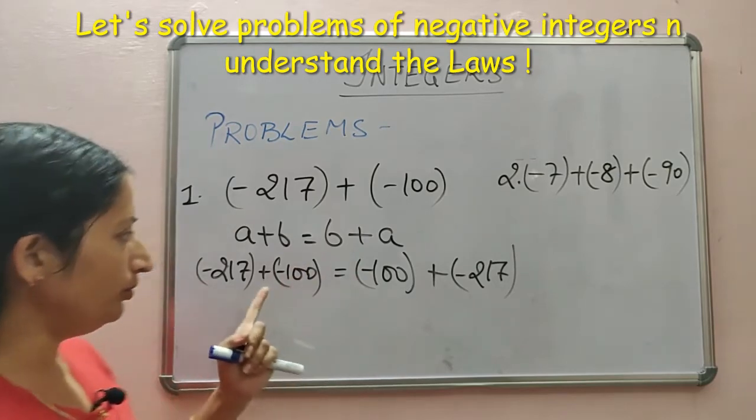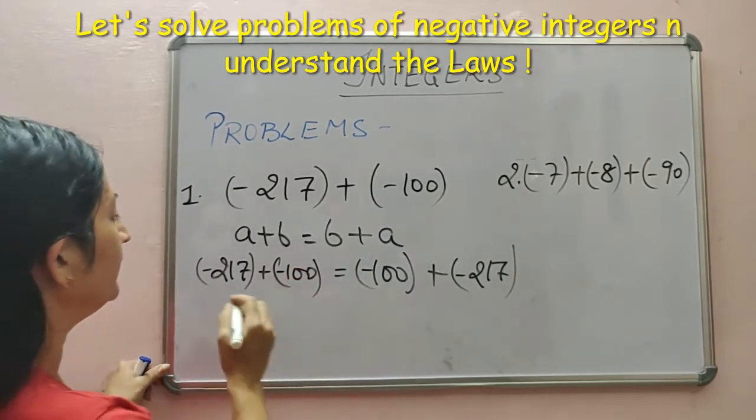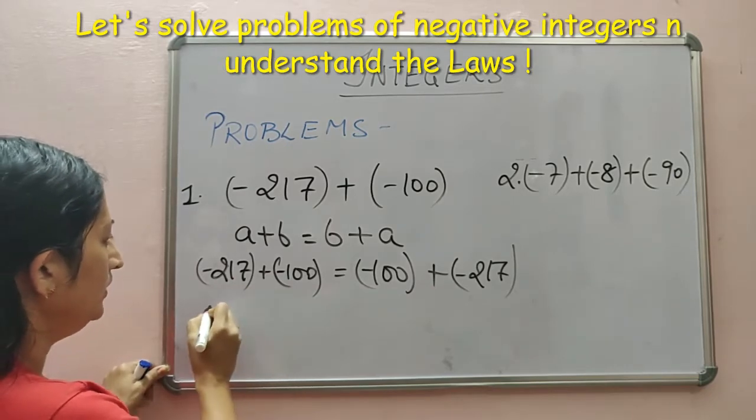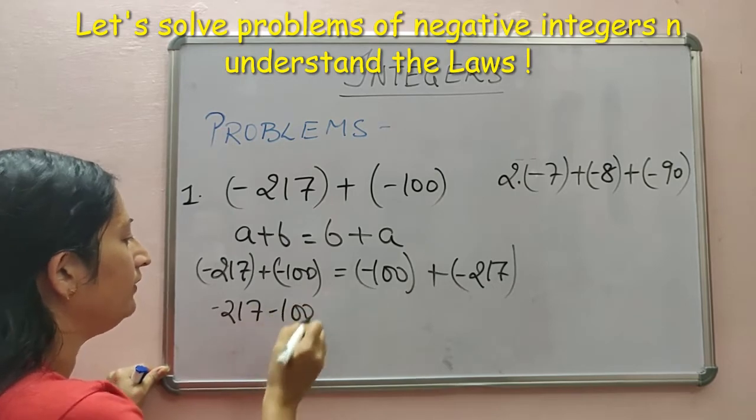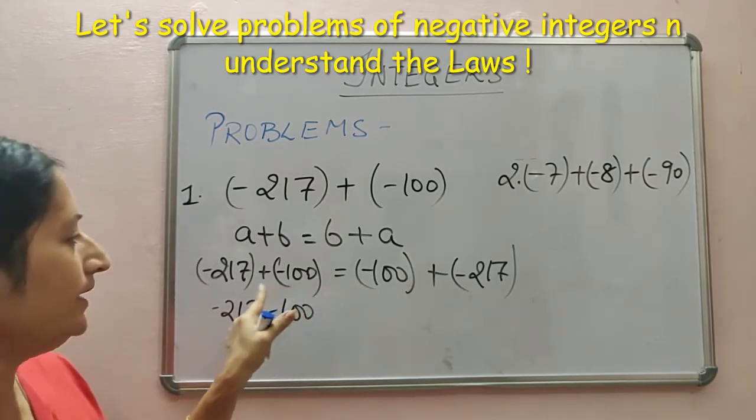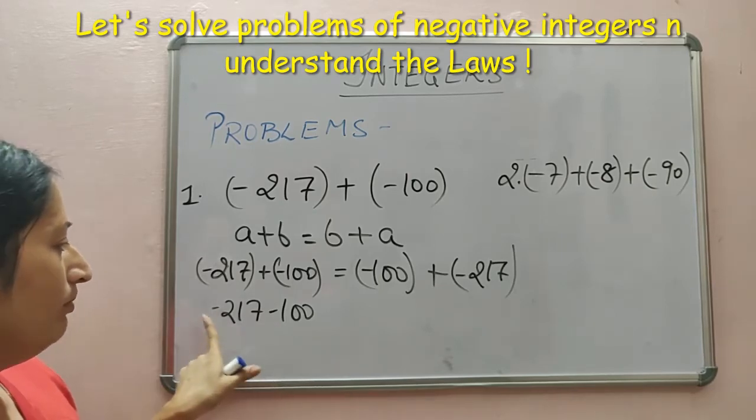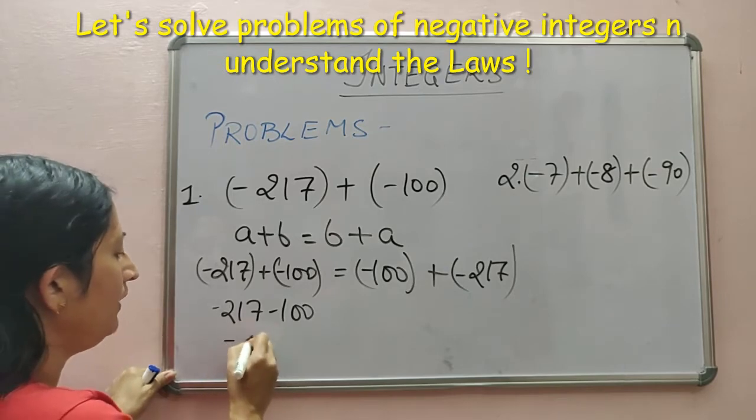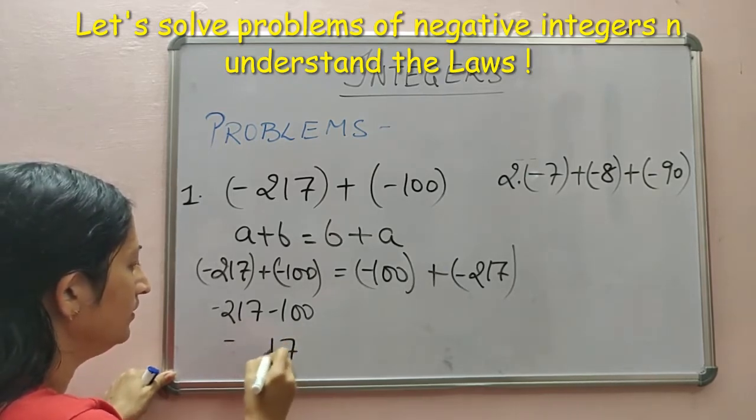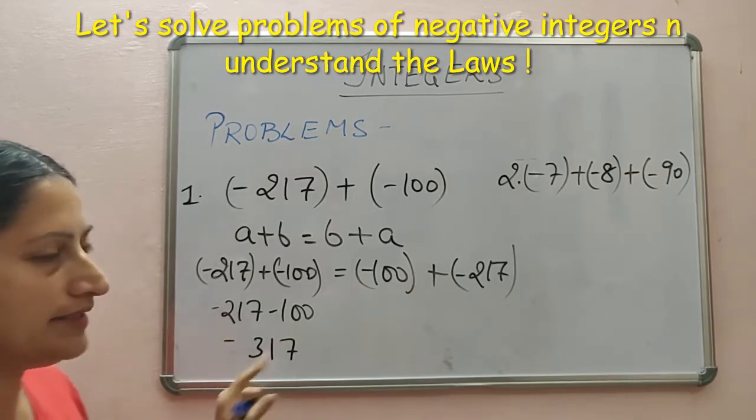So we will go to both sides and I will show you further what we have to do. Now this means we have to do minus 217 minus 100, because plus minus sign becomes minus. So you have this. Now minus and minus both are minus, so they will add on. So it will become minus 370 on the left hand side.